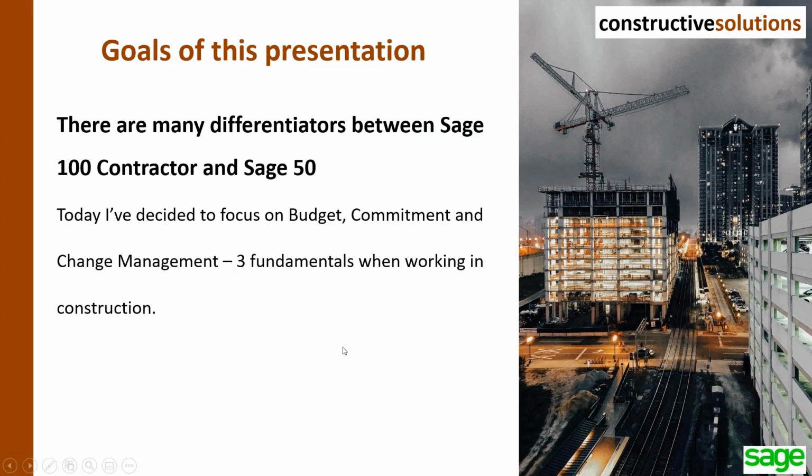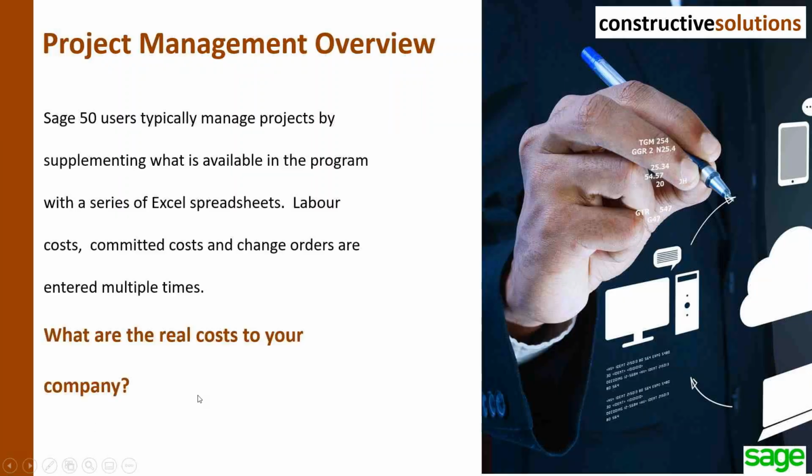So the goals of the presentation today: there are many differentiators between Sage 100 Contractor and Sage 50. I'm just going to focus on a few of the big bang for the buck ones, as it were. High value features like budgeting and job costing as part of budgeting, commitment and change management. Really three fundamentals when working in construction, and Sage 50 doesn't offer any real true functionality for those particular features. From a project management overview, Sage 50 users are typically managing projects and then supplementing what's available in the program with a series of Excel spreadsheets.